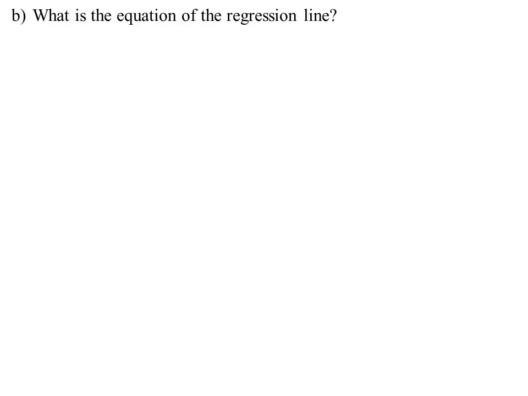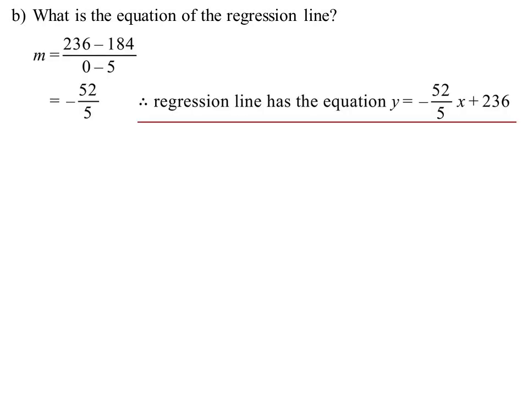What is the equation of that line? Well, I've got 2 points. It's now really just saying find the equation of the line. Slope, minus 52 on 5. Well, we know the y-intercept is 236, so y equals mx plus b. There is the equation of our line.